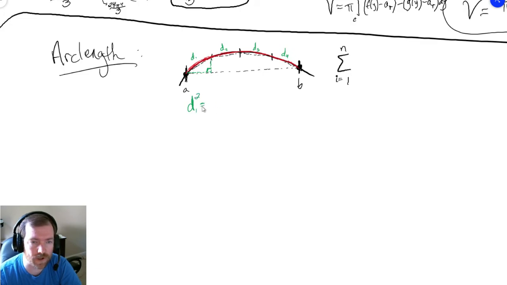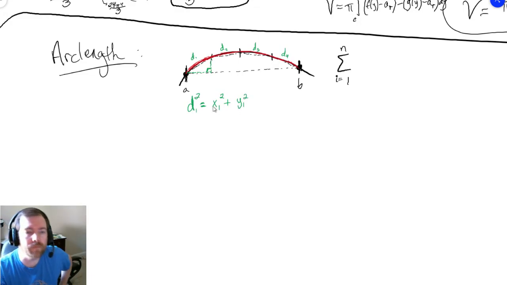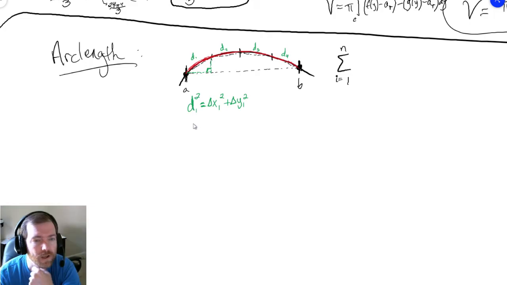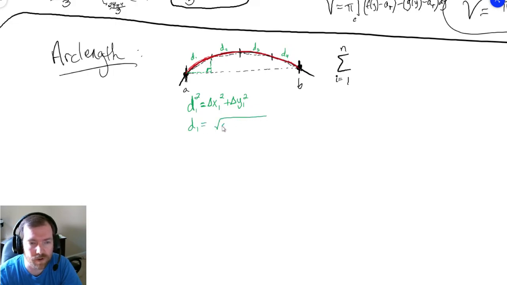So this is going to be distance x1 squared plus distance y1 squared. Or then we could leave this as delta x1 squared plus delta y1 squared. Sum them up. Therefore, d1 is equal to the square root of delta x1 squared plus delta y1 squared.